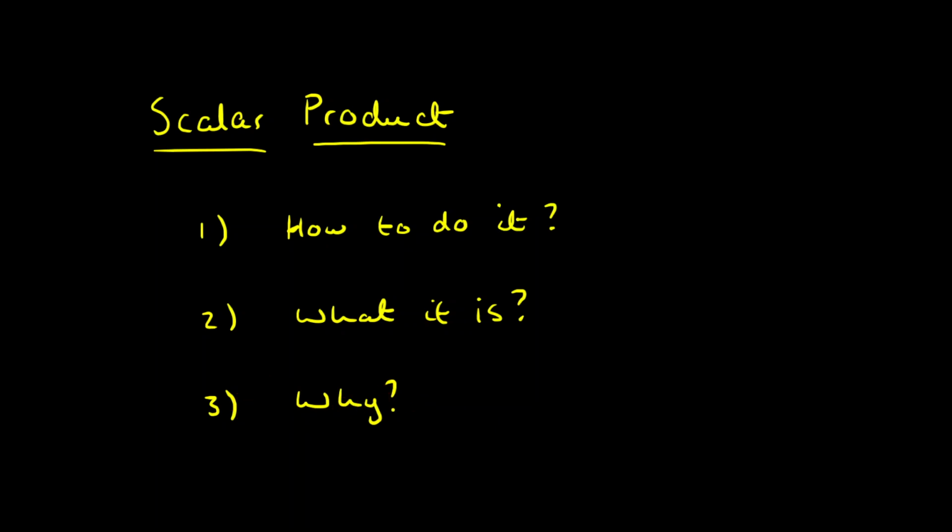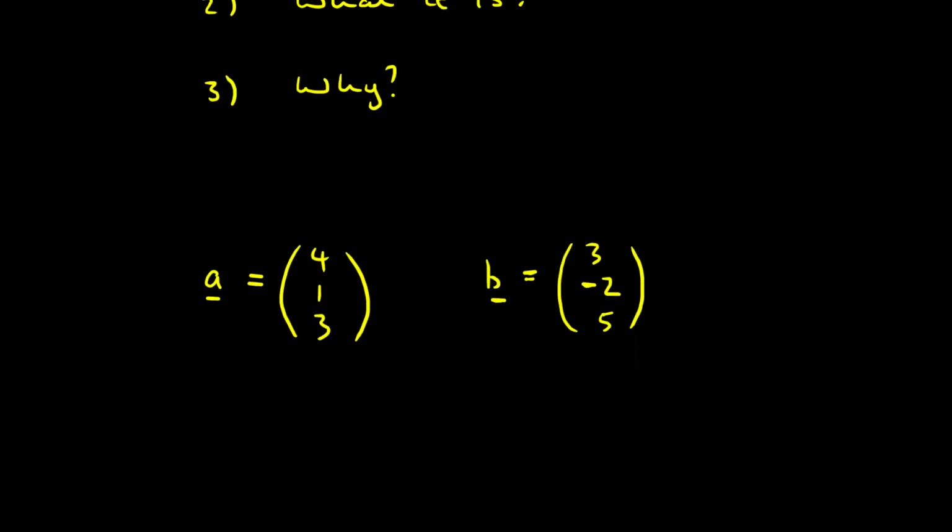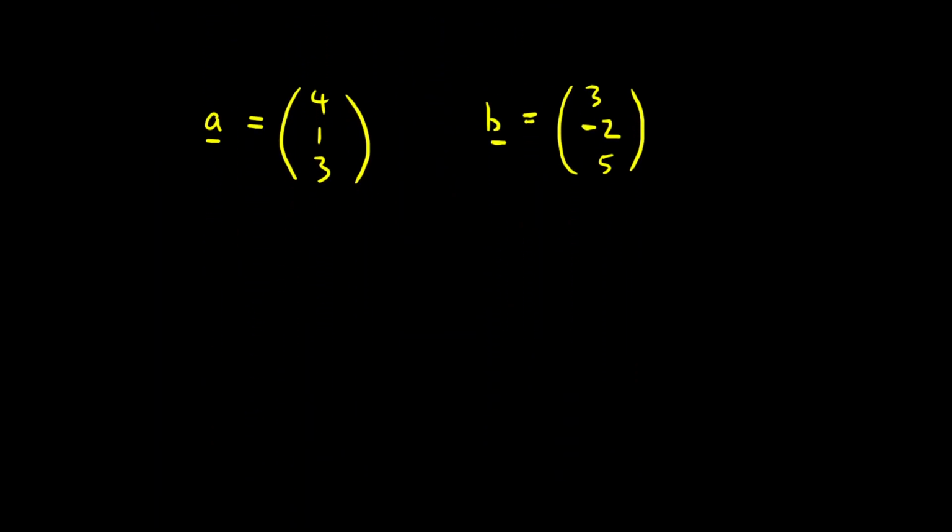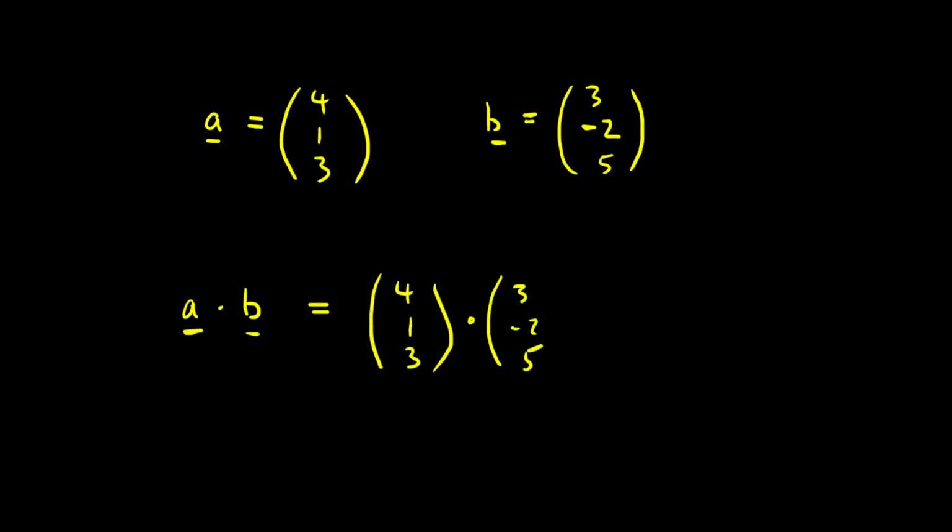Okay, so let's start with one. That's kind of the simple thing. Let's say I've got two vectors here, the vectors A and B. So A is 4, 1, 3, B is 3, -2, 5. Then how do I find the scalar product? Well, I write it as A dot B. So notice there's a dot there. We sometimes call the scalar product the dot product. And I'll rewrite these vectors as well, just to make it a bit more clear. So 4, 1, 3 dotted with 3, -2, 5.